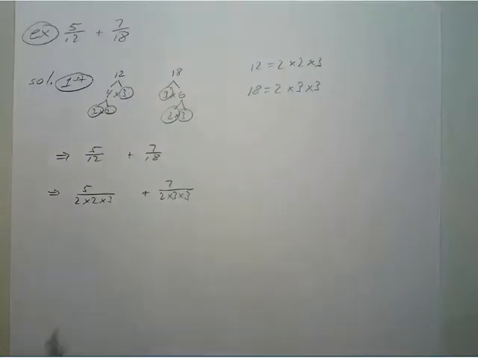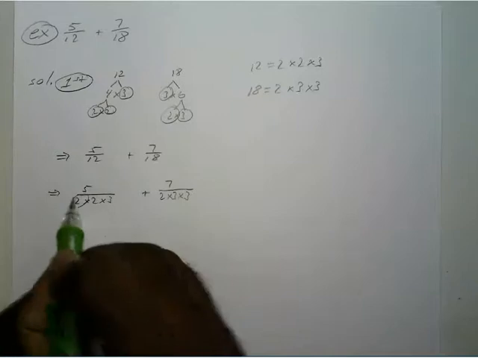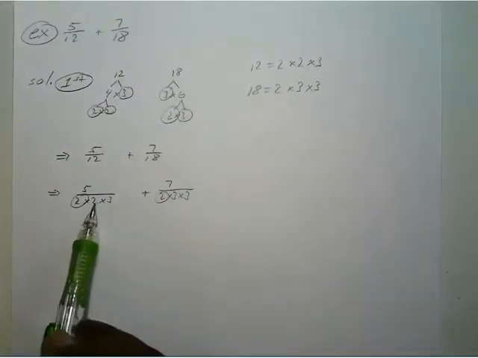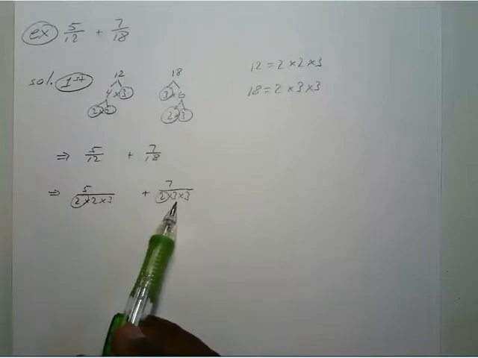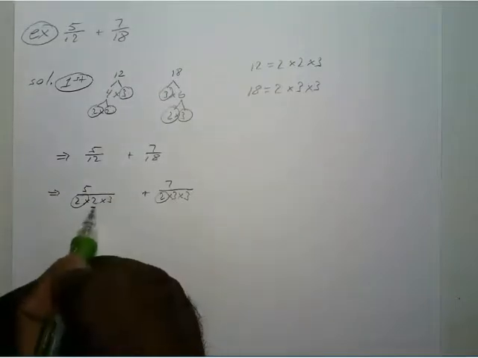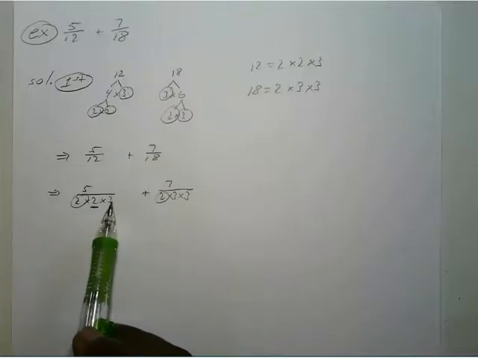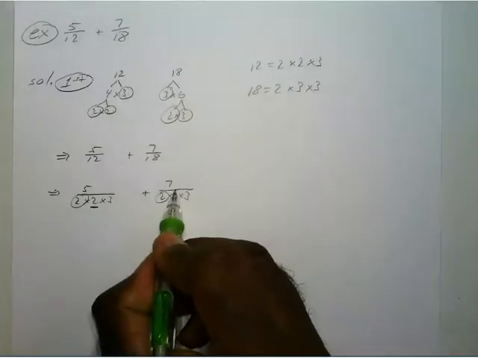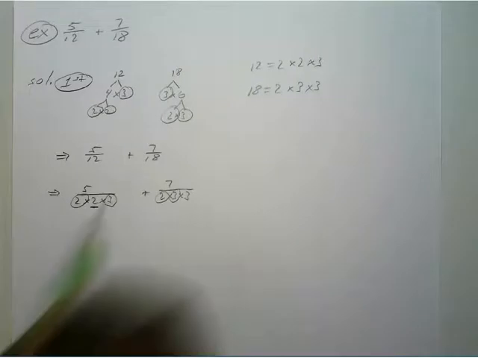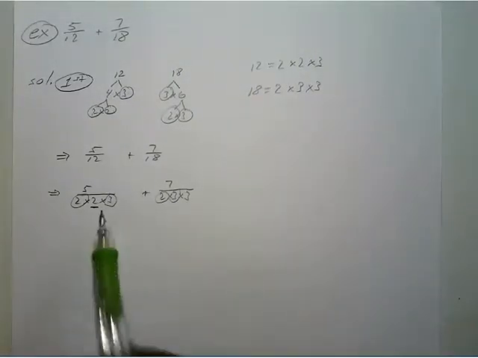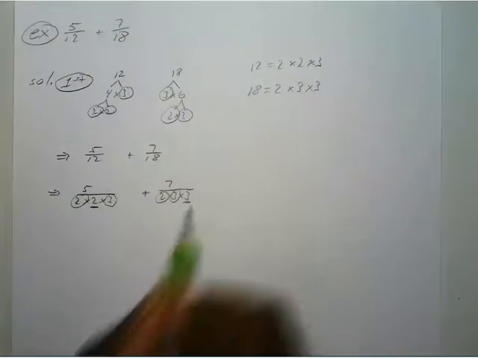Now we look at what matches and what doesn't. We have a 2 over here and a 2 over here. We have a second 2 over here, but we don't have a second 2 over here, so we go ahead and underline that. We have a 3 over here and a 3 over here, so we circle those. We have a second 3 over here, but we don't have a second 3 over here, so we underline that one.